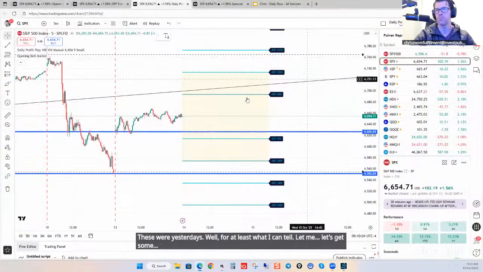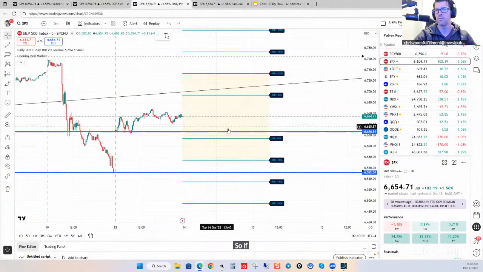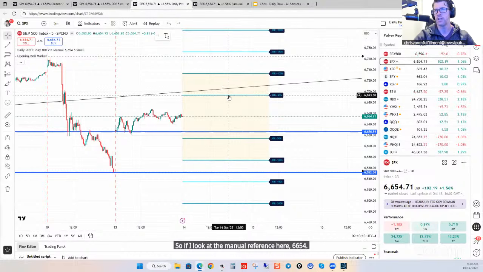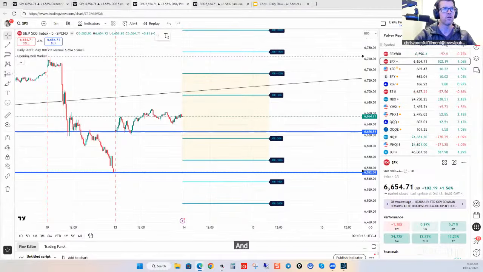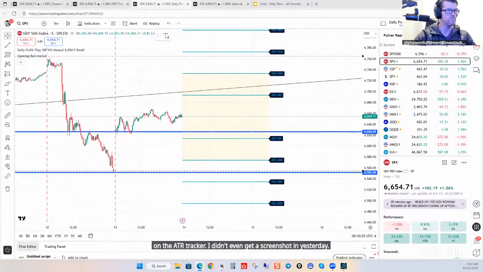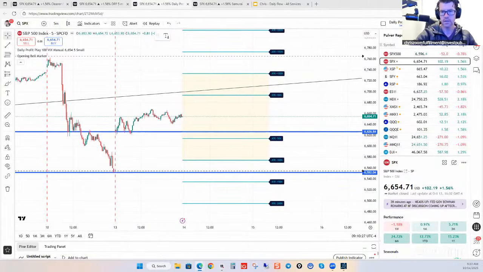Let's get some comparisons. If I look at the manual reference here, 6654, 50% up is 6693. And I have fallen like 1 or 2 days back on the ATR tracker. I didn't even get a screenshot in yesterday. We'll just start at 1014, I guess.